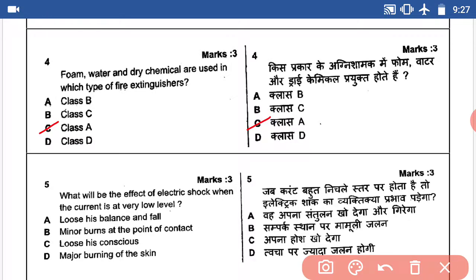Question number 5. What will be the effect of electric shock when the current is at a very low level? This question answer: lose his balance and fall. This question answer A.